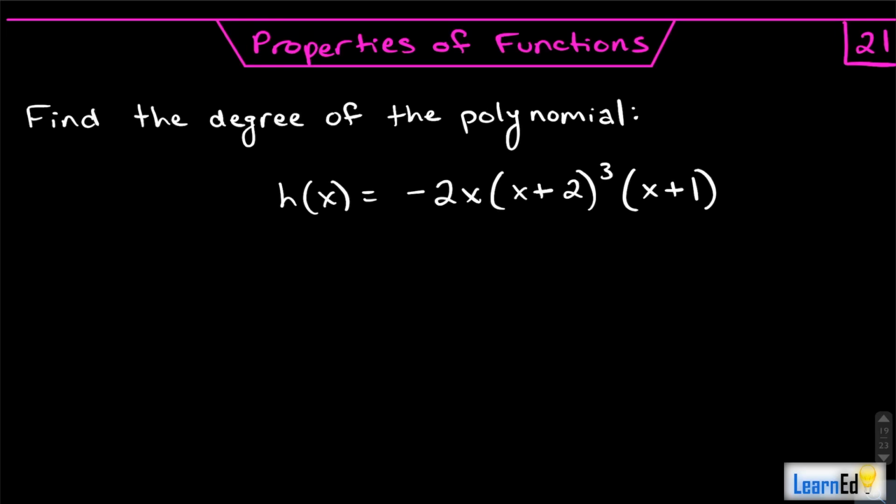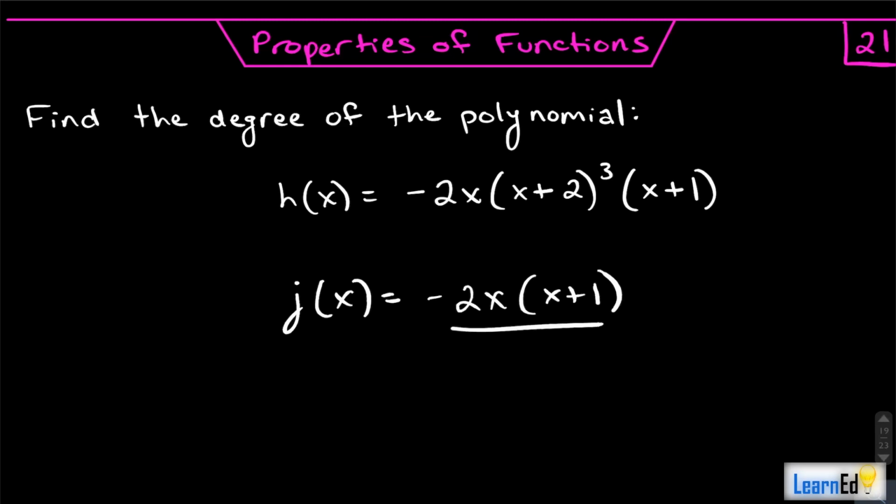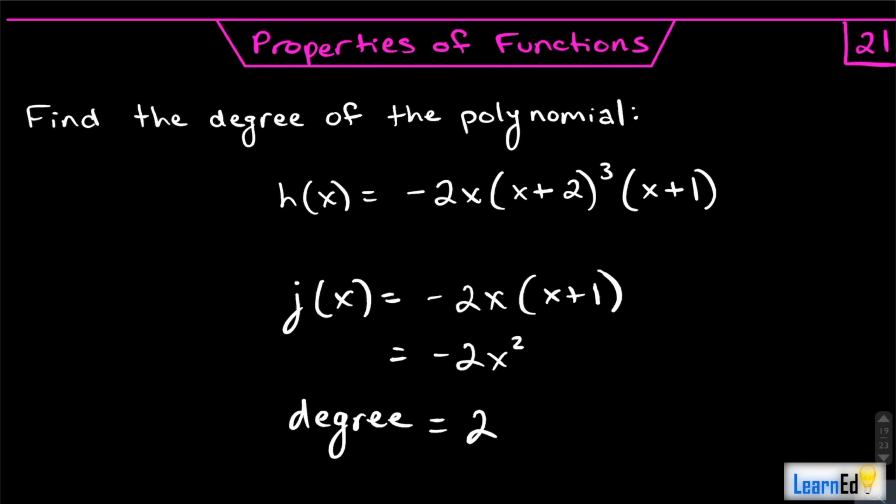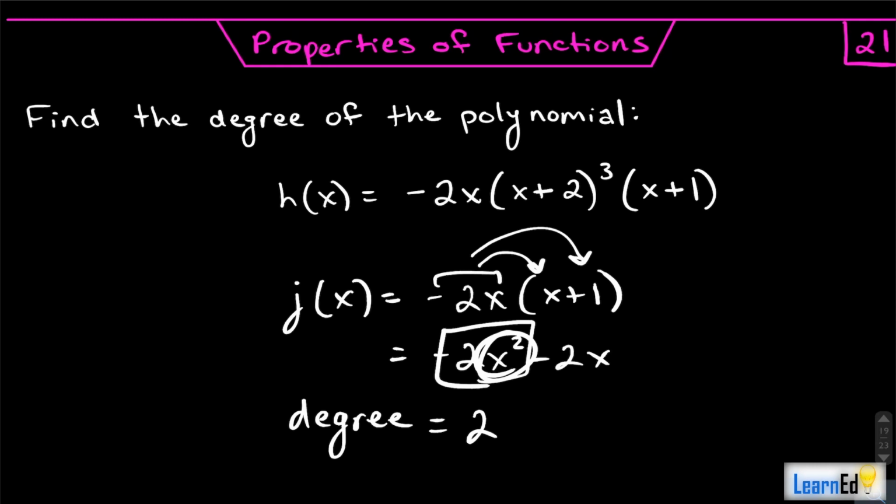Okay, so if it was that alone, if we have some function j of x, which is negative 2x times x plus 1, the degree of this polynomial would be 2, right? And you can even show that by expanding this, because you'll have a negative 2x squared. You distribute the negative 2x to the x and to the 1. So you have a negative 2x squared minus 2x. The highest power, you have that x squared, so you have a degree of 2.